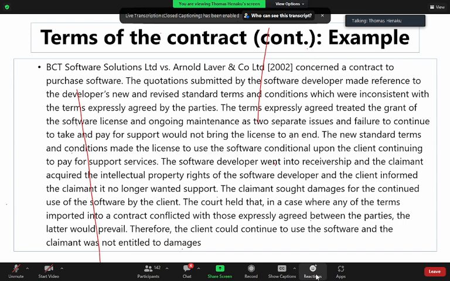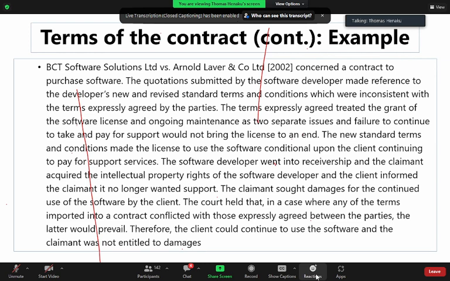They actually sent a new standard terms and conditions that made the licenses to use the software conditional upon the client continuing to pay for support services. Inconsistent term. Inconsistent to what? To the initial agreement between the software developer and the company. And that is what gave rise to this. The initial agreement, the terms expressly agreed, treated the grant of the software license and ongoing maintenance as two separate issues. And failure to take maintenance services did not invalidate the contract in any way, and that is the position of the first agreement.